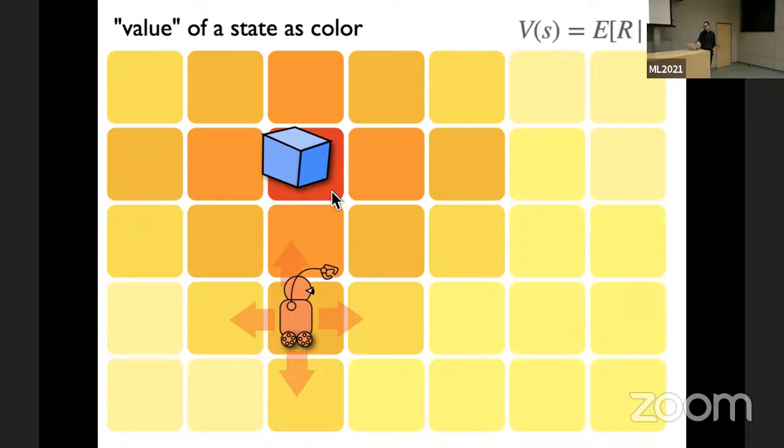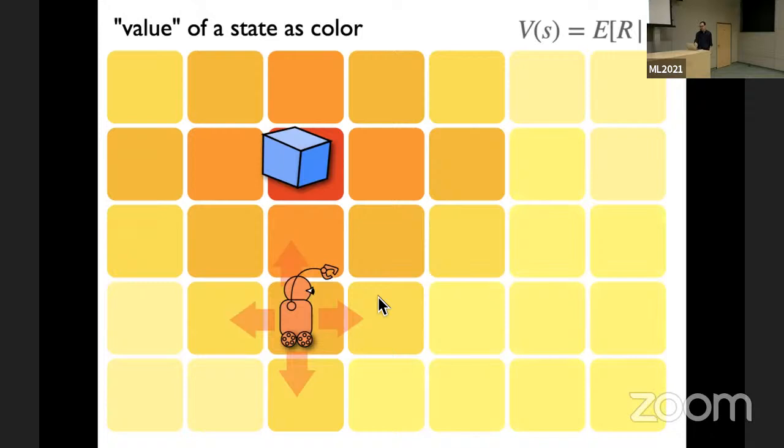And I've tried to indicate the value function here by color. Obviously, if you are already sitting on the box, that's the highest value because now you're accumulating reward all the time. You just need to stand there. If you're a little bit further away, then you have a lesser expected return simply because you need a few steps to reach the box. So that's the value of a state. So it's a very simple concept, makes a lot of sense.